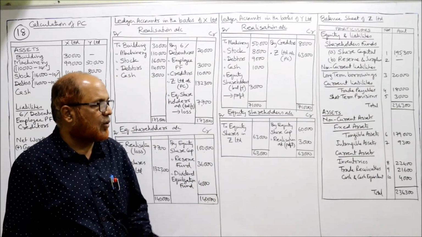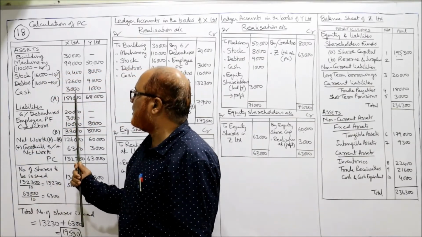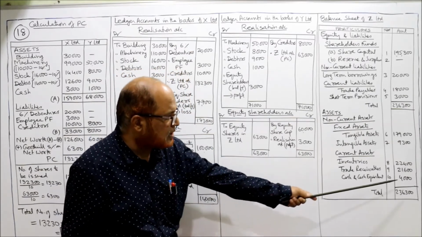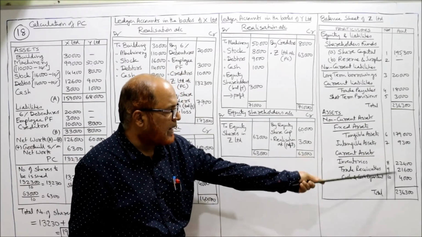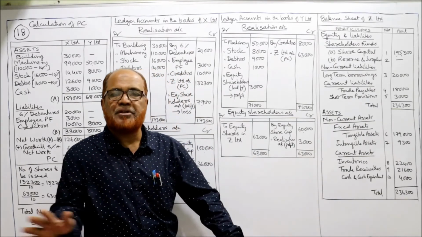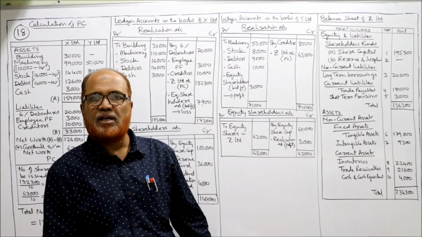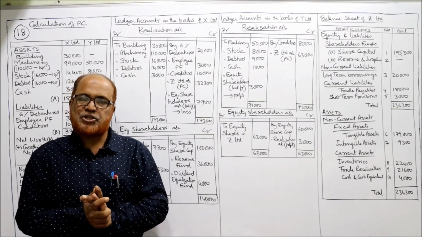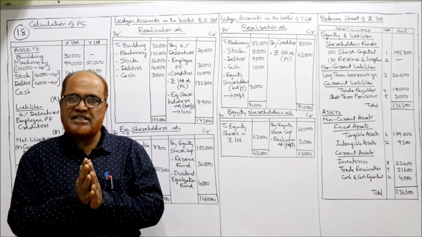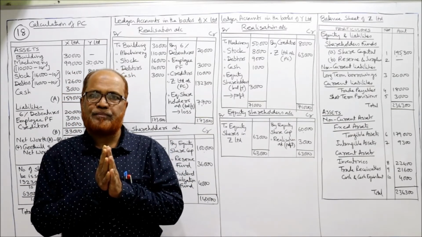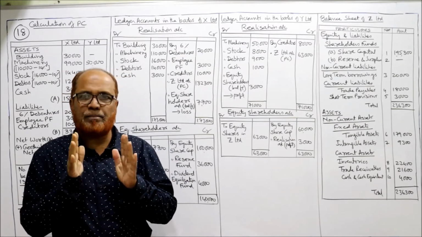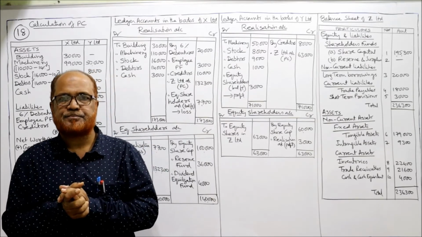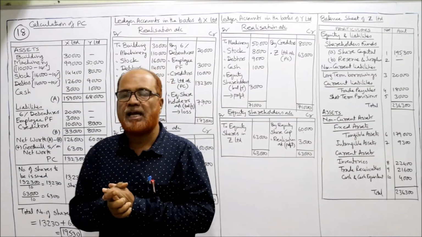Cash and cash equivalent, add up the cash balance. 3,000 plus 1,000, 4,000. Here you can see 4,000. Now balance sheet 2,36,500. This is the end of the balance sheet of Z Limited. So I have explained you in detail each and every point. Hope you understood the complete solution of the problem. So we have completed problem number 18th.